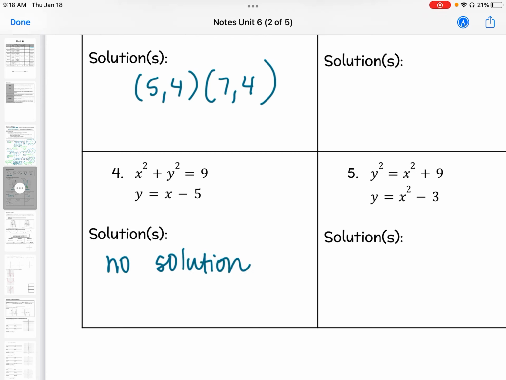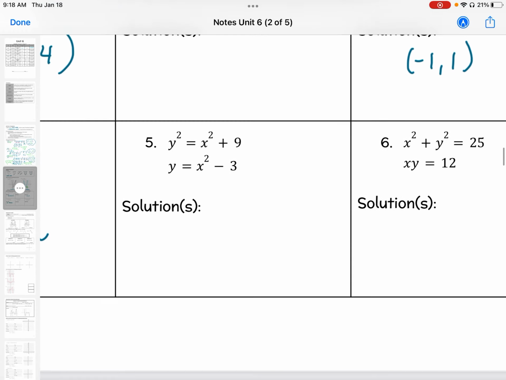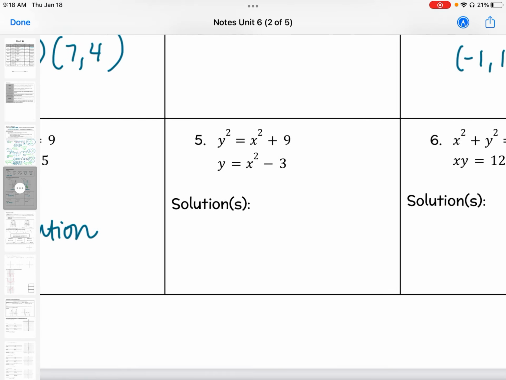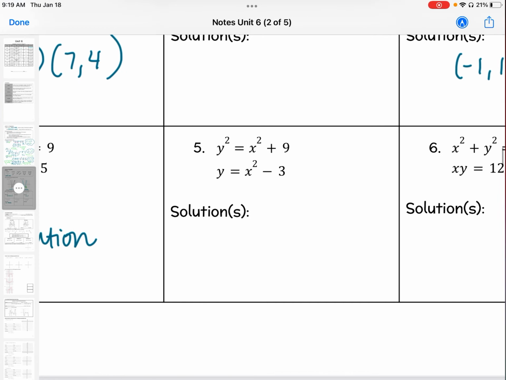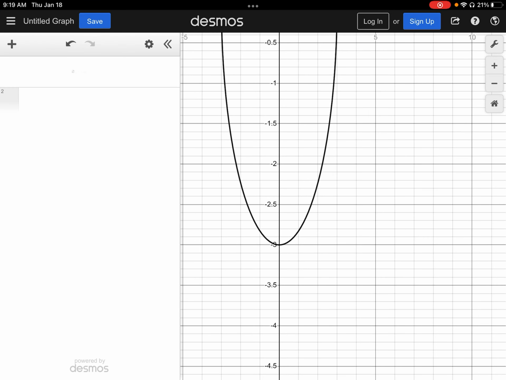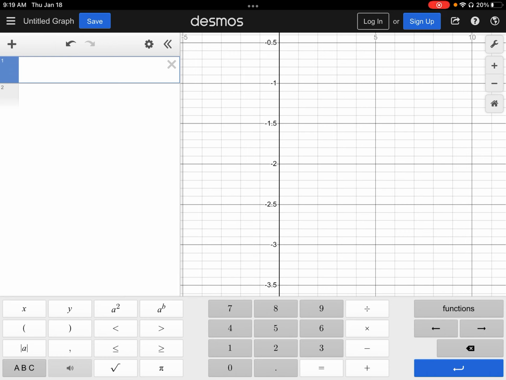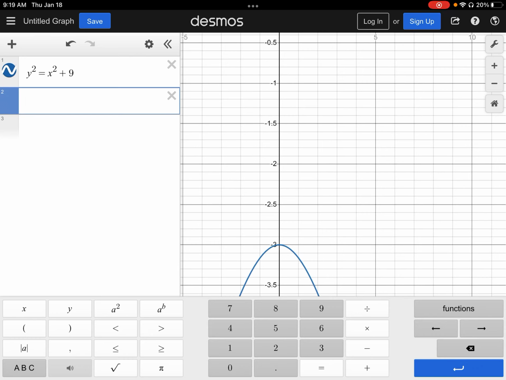All right, and we're going to do one more and we're going to see what this one looks like. We're going to do number 5, and then I have the key posted. So if you want to do 2 and 6 to go back and check your work, you can do that. So number 5, let's go back to Desmos and plug it in. So we're going to have y squared equals x squared plus 9. And then we're going to have x squared minus 3.